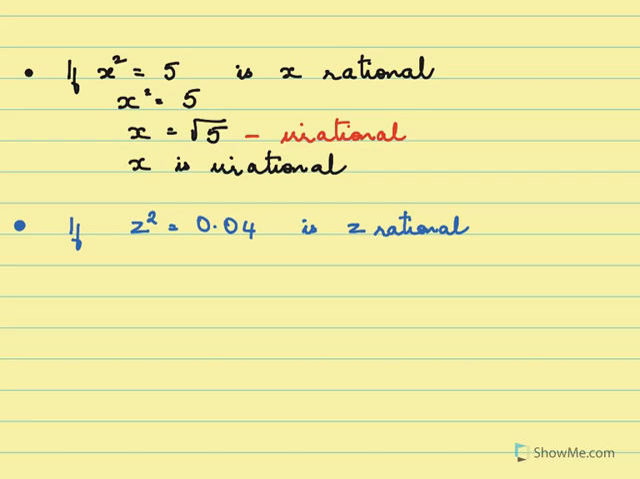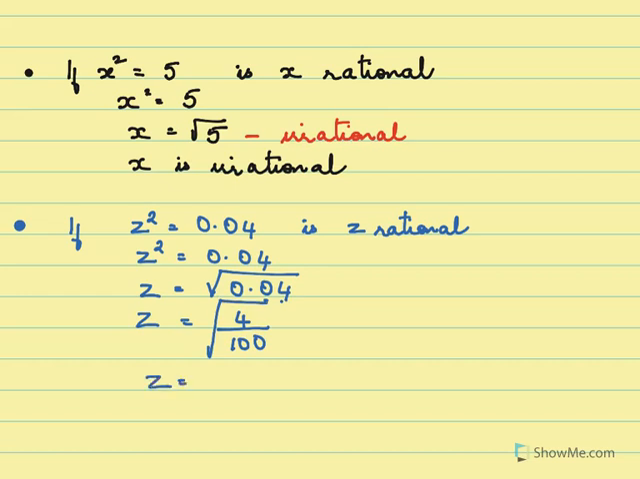If z square equal to 0.04, is z rational? So z will be under root of 0.04. We remove this decimal, so it will be 4 over 2 decimal places, so 100. So z will be under root of 4 over under root of 100. Under root of 4 is 2, under root of 100 would be 10. Let me explain that again. 4 is 2 into 2, and 100 is 10 into 10. So this will be 2 over 10, and you know, 2 over 10 is definitely rational.